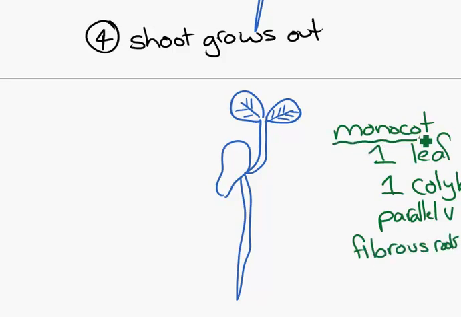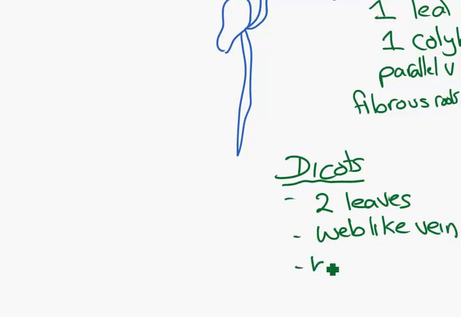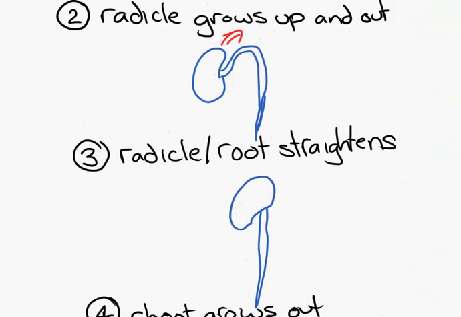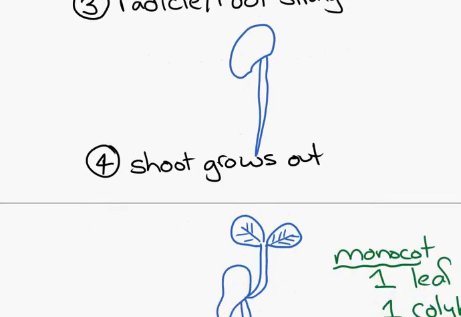Well, a dicot is going to start with two initial leaves. They're going to have web-like veins on the leaf, not parallel. They're going to have branching roots, not just running straight off the stem, they're going to fork and branch. So this is the physical level of what's happening when a plant seed germinates.